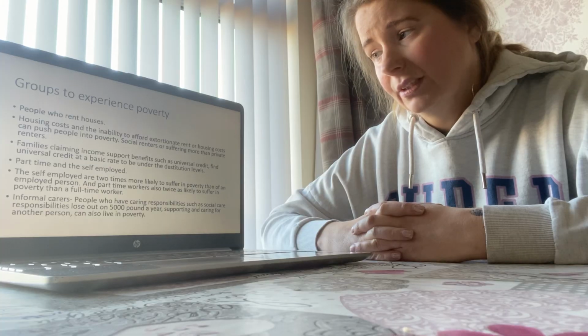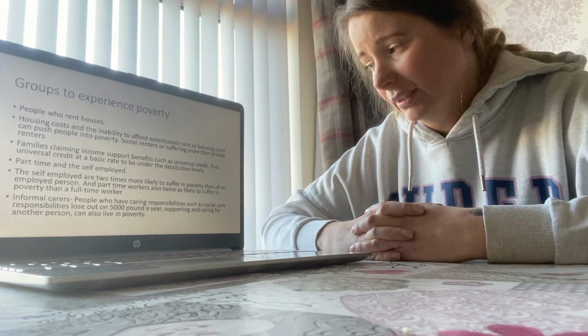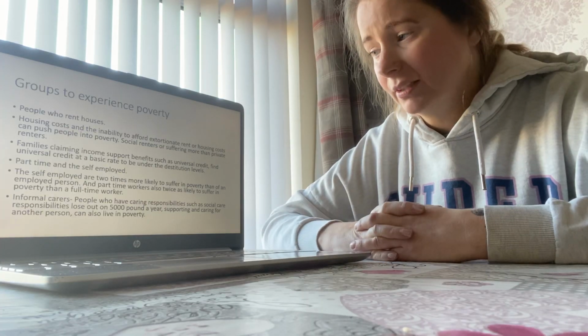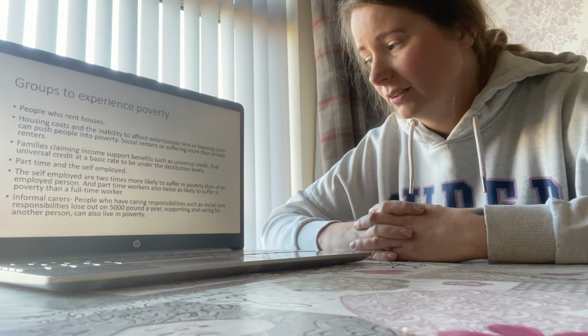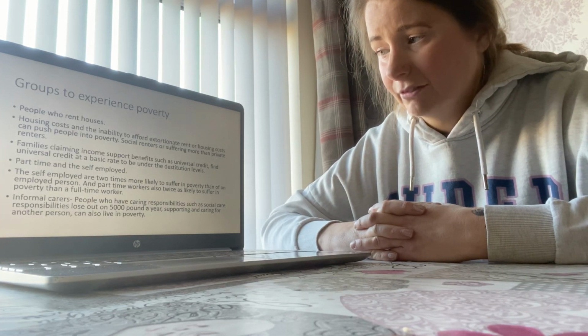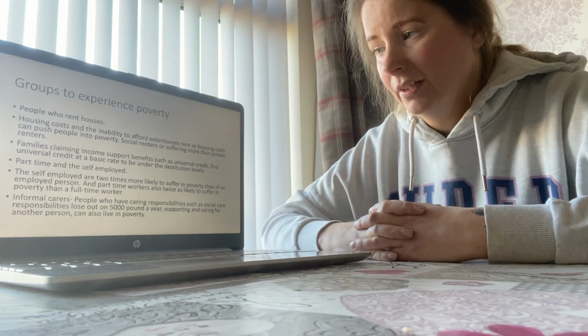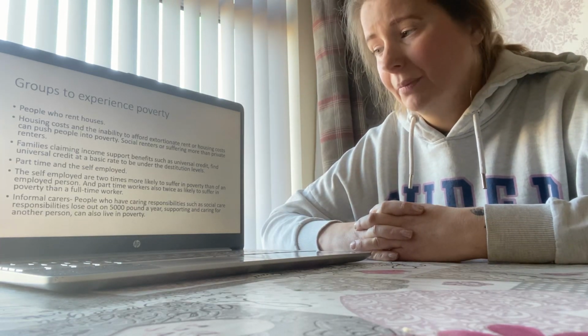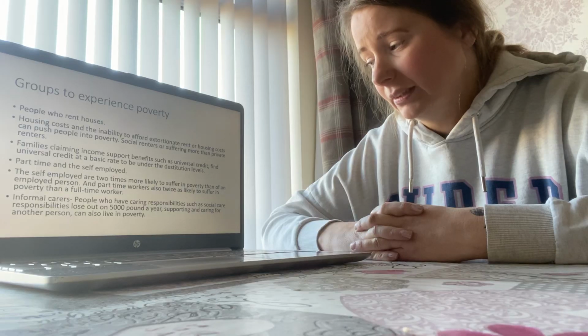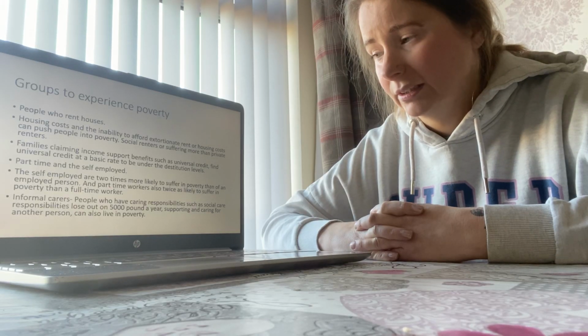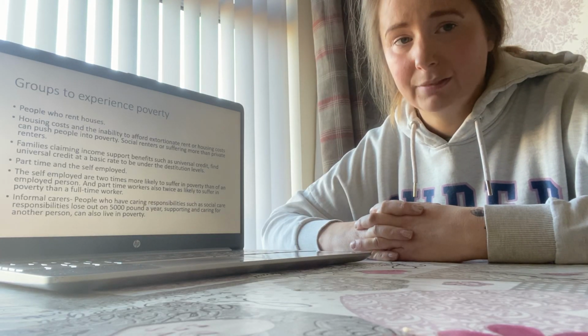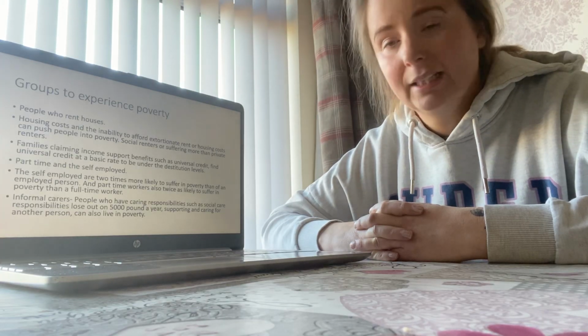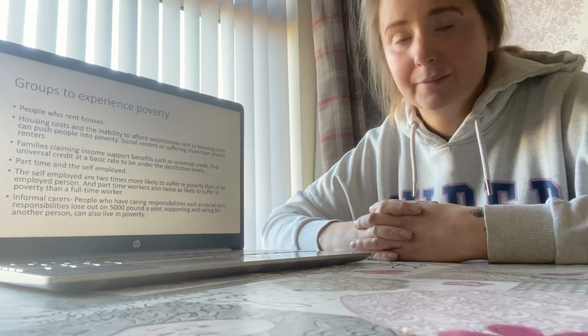The self-employed are 2 times more likely to suffer in poverty than an employed person, and part-time workers are also twice as likely to suffer in poverty as a full-time worker. Informal carers, people who have caring responsibilities such as social care responsibilities, lose out on £5,000 a year. Supporting and caring for another person can also mean living in poverty.